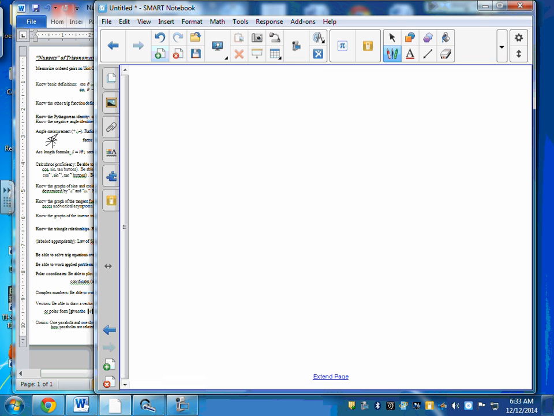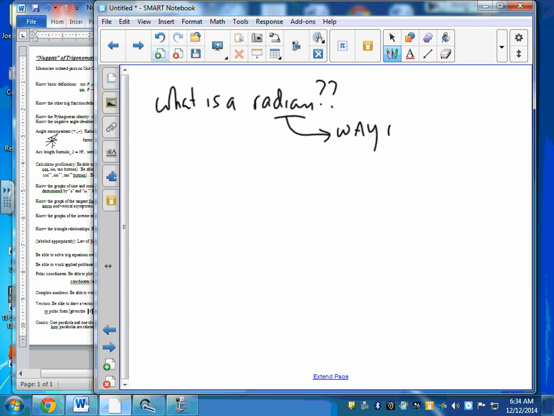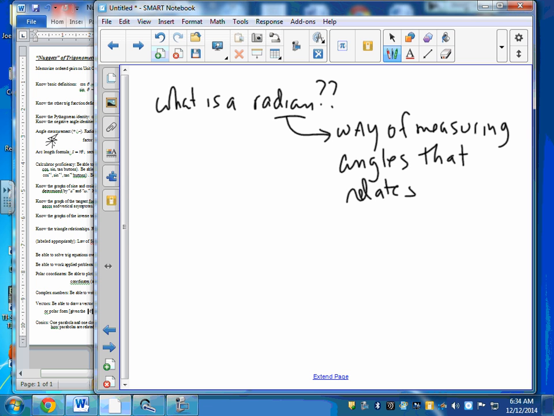But the question is, what is a radian? What is a radian? It's a way of measuring angles that relates arc length to radius. So obviously it's tied into this idea of arc length is r theta.